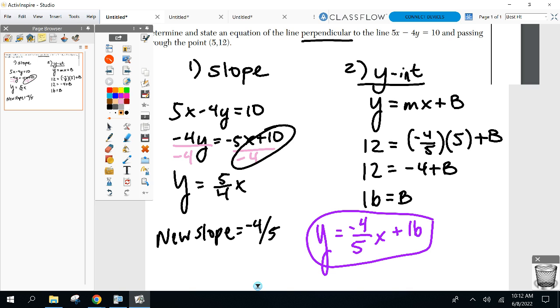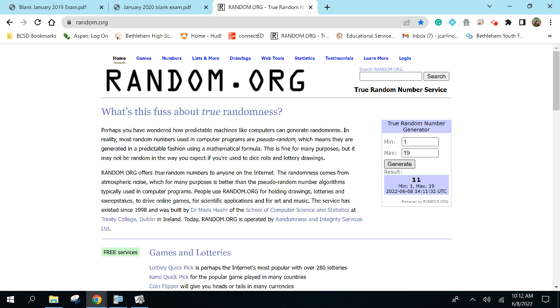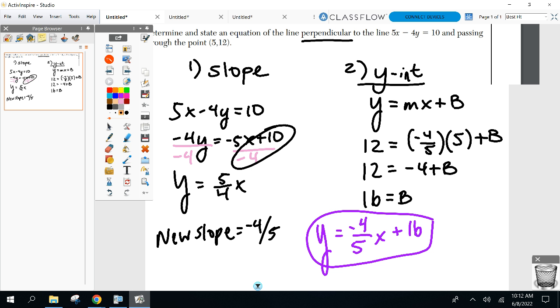Good? Okay, quick question before we leave this. What if I change the word perpendicular up there to parallel? How does this problem change? If I said equation of a line parallel to this, how does this problem change now? I want to get you ready for everything. The slope will be the same as your original. So instead of flipping it, I'm going to take 5/4 and plug it in over here and get a new y-intercept. Yep.